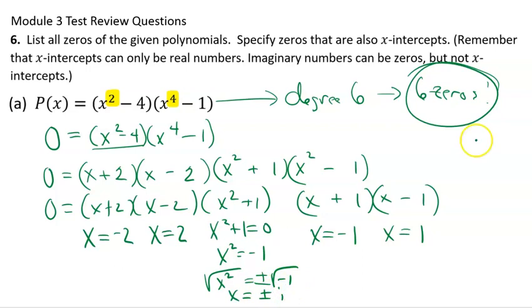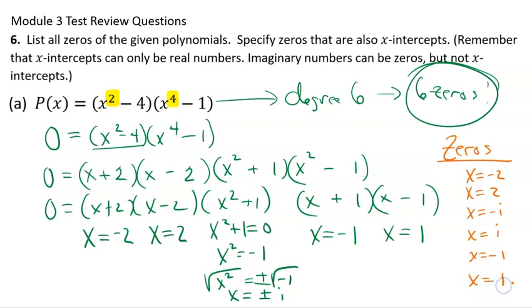So if I list just the zeros, let's do this in orange. I've got x equals negative 2, x is equal to positive 2, x is equal to negative i, I'm going left to right, x is equal to positive i, x is equal to negative 1, and x is equal to positive 1. Is that all 6 of them? You bet. Okay. Now, which one of those are actually x-intercepts?